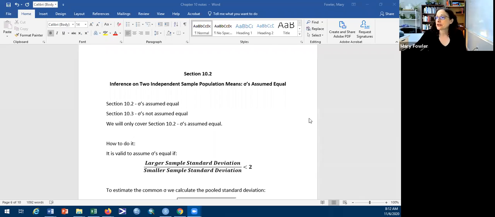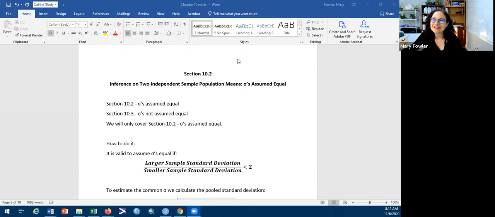Hi, this video is on section 10.2, and we're comparing the means of two distributions. I'm going to share the notes again so you can follow with them. All right, so section 10.2 is inference on two independent sample population means. That would be like a mu1 and a mu2, assuming that the standard deviations are equal.